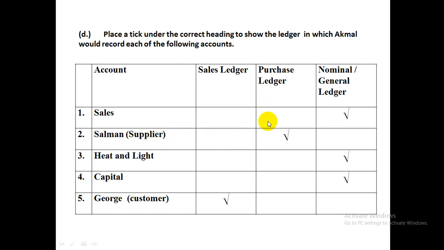Supplier's account is prepared in purchases ledger. Heat and light is again the journal ledger. Capital is the journal ledger. And George, the customer's account, will be prepared in sales ledger. Supplier's account will be prepared in purchases ledger. Customer's account will be prepared in sales ledger.